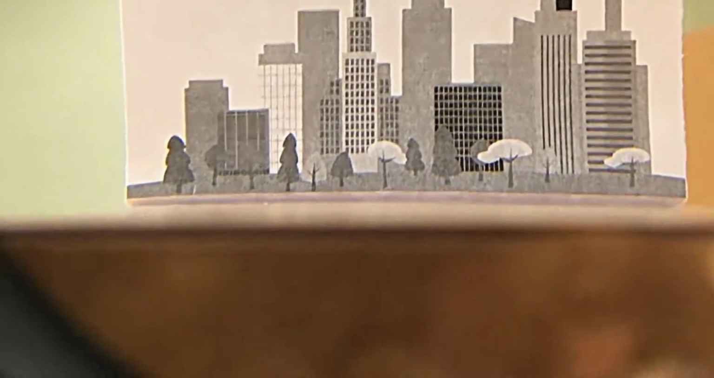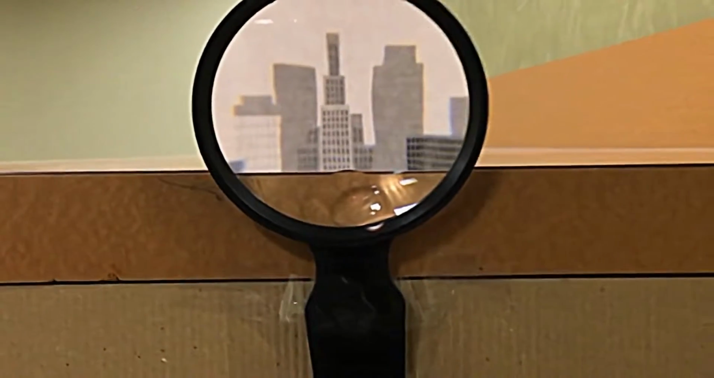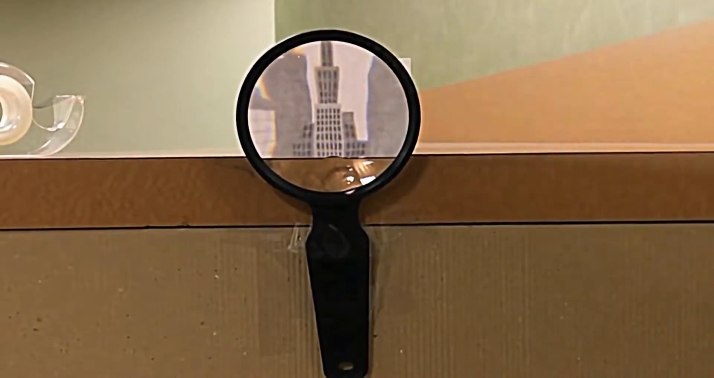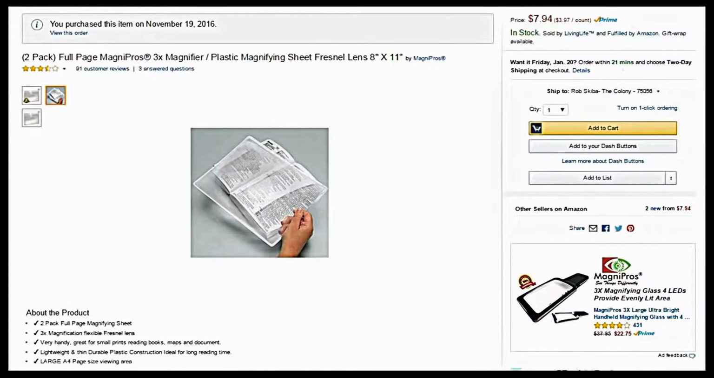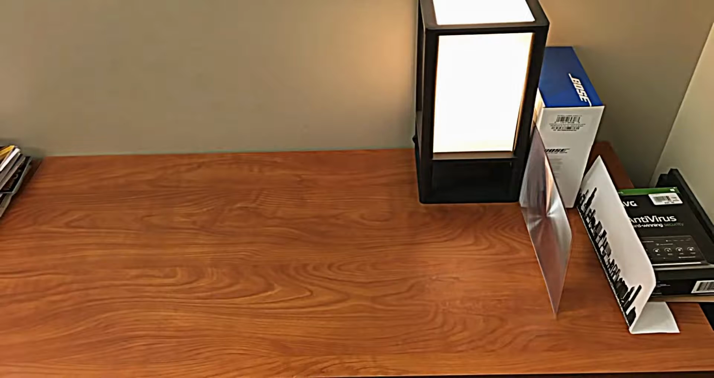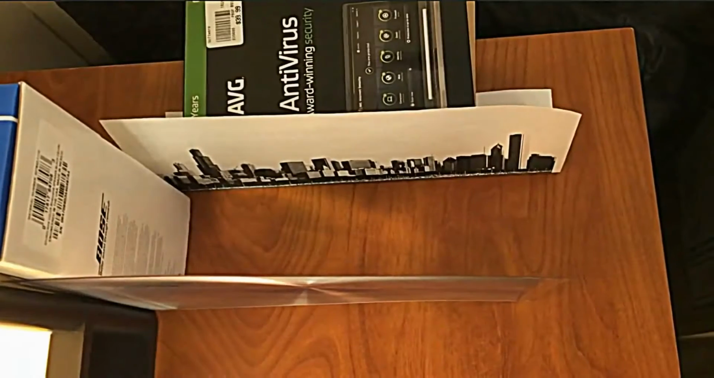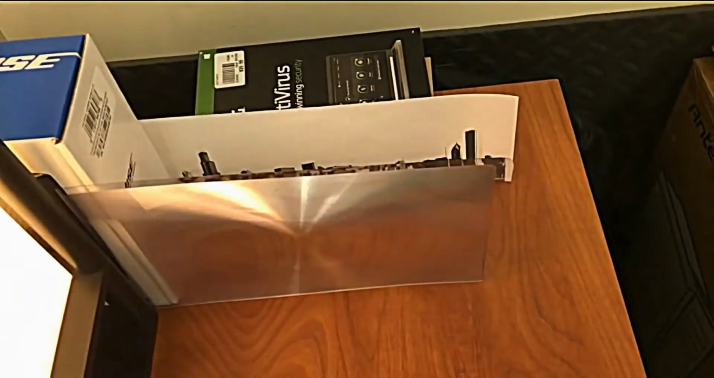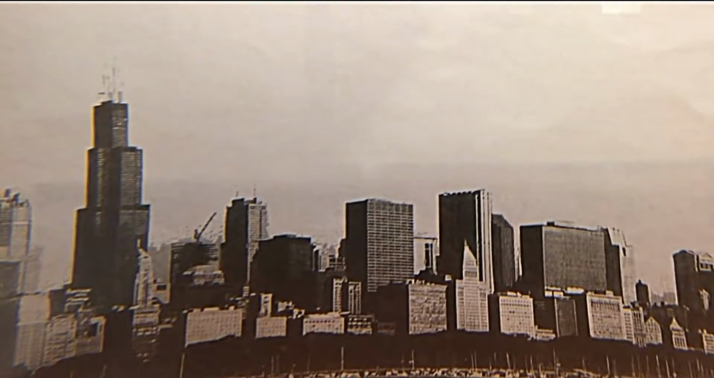So to alleviate the problem of distorting the edges because the magnifying glass ring is too small, I went on Amazon and I got these plastic magnifying sheets and came up with another way of doing the same thing using the sheet right here. Set the city up, a little cutout of the city, and now I've got the big magnifying glass sheet. Bring the camera right up to the lens.